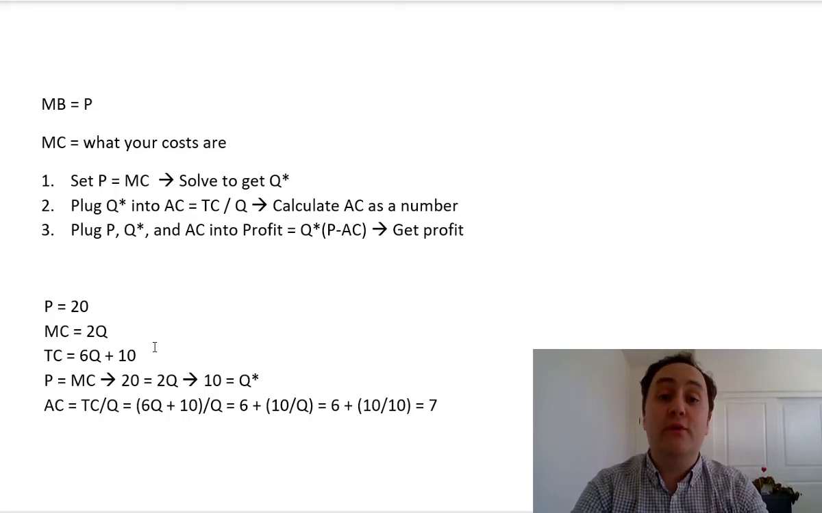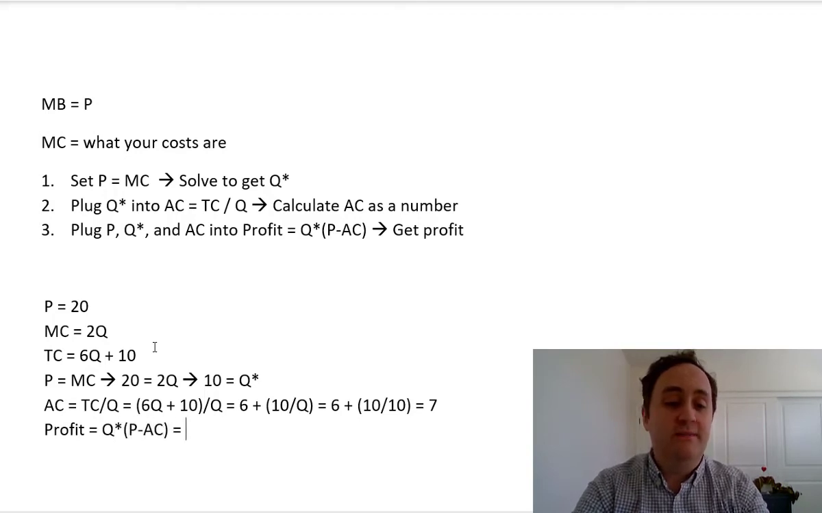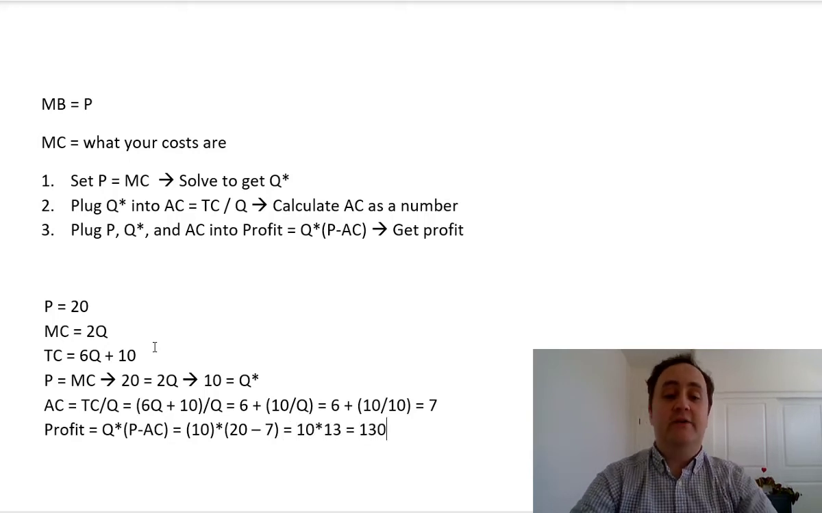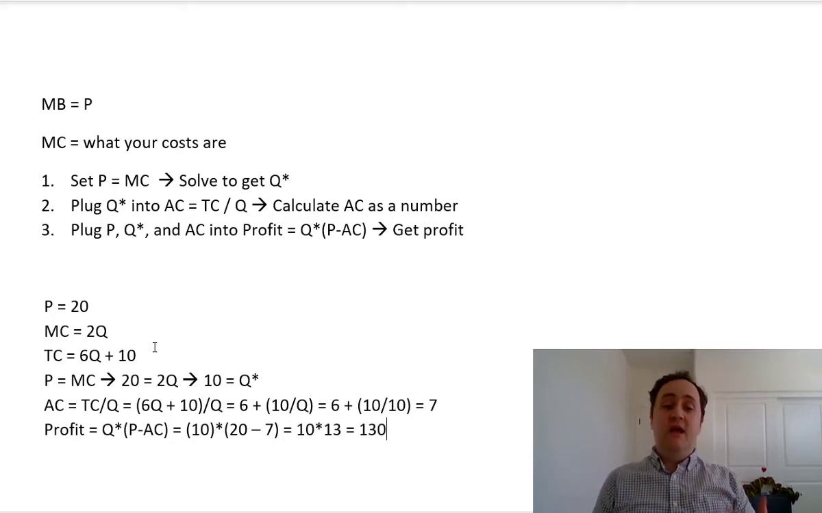Next, we can plug all 3 of these things into our profit function. So profit is quantity times price minus average cost. Quantity is 10 times price, which was 20, minus our average cost, which was 7. So we get 10 times (20 minus 7), which is 13, so 130. So we're going to make 130 of profit here.